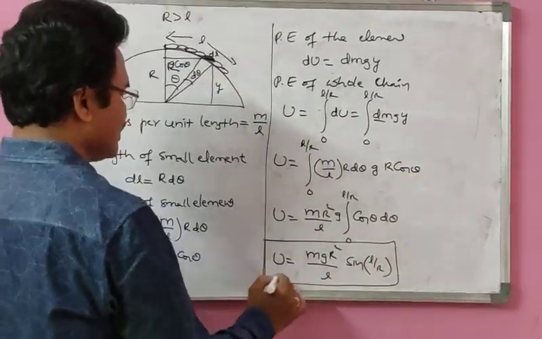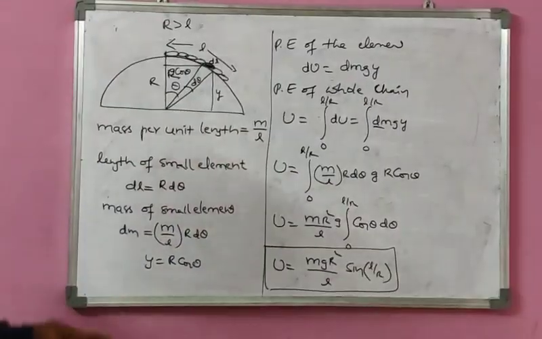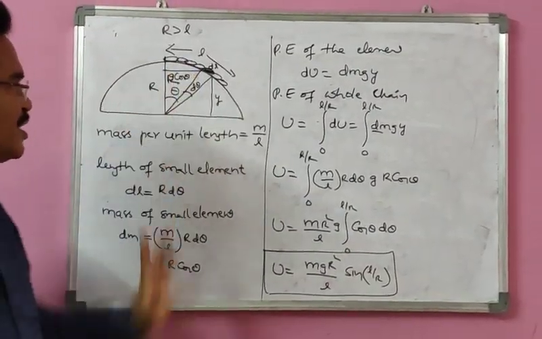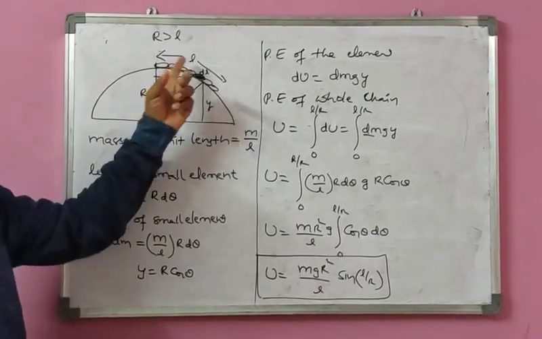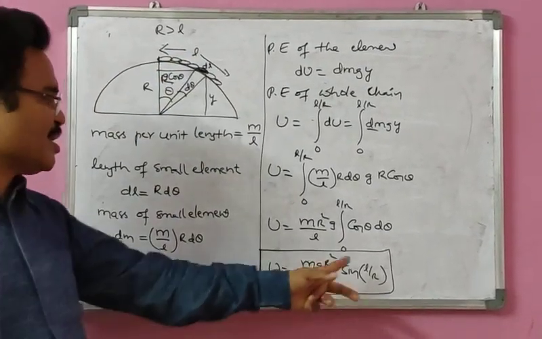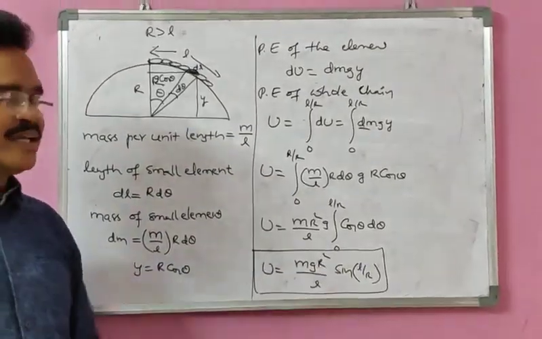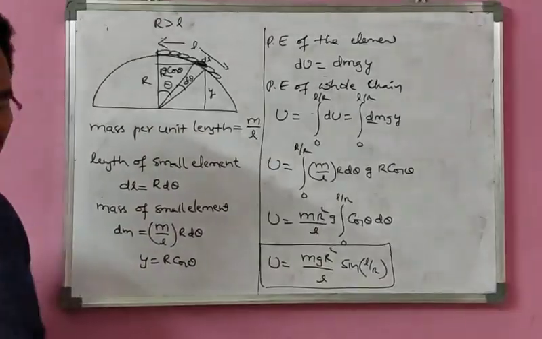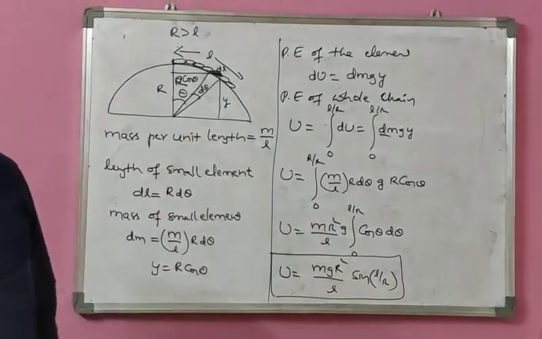So this is the potential energy of the spring hanging from the top of the hemispherical bowl of radius r, and the length of this one is L here, mg r square by L of sine L by r. So this is the potential energy of the spring here. Okay.